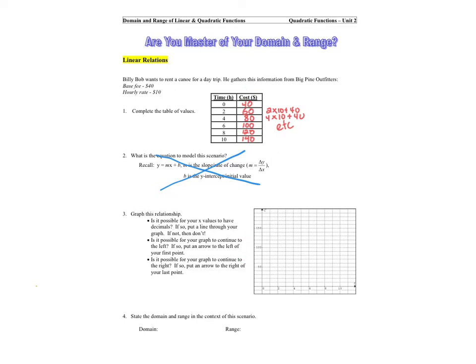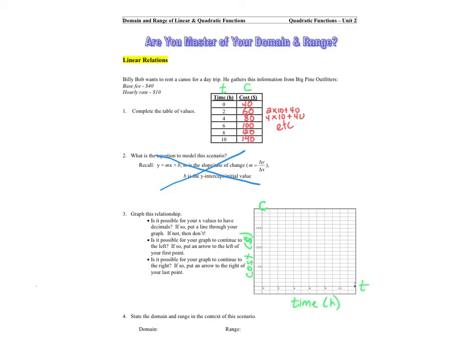So in the first column, it's time, which we can call t. We're going to call it t instead of x. And this is our time in hours. And the second column is cost, which we're going to call c. And this is the cost in dollars. Now to plot the points.